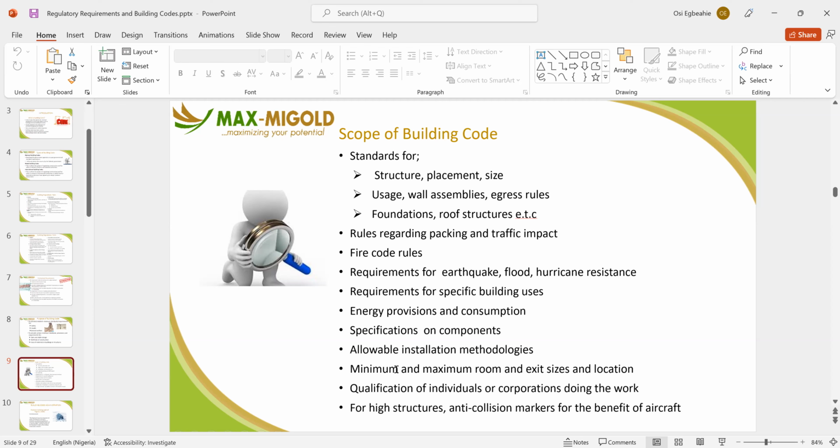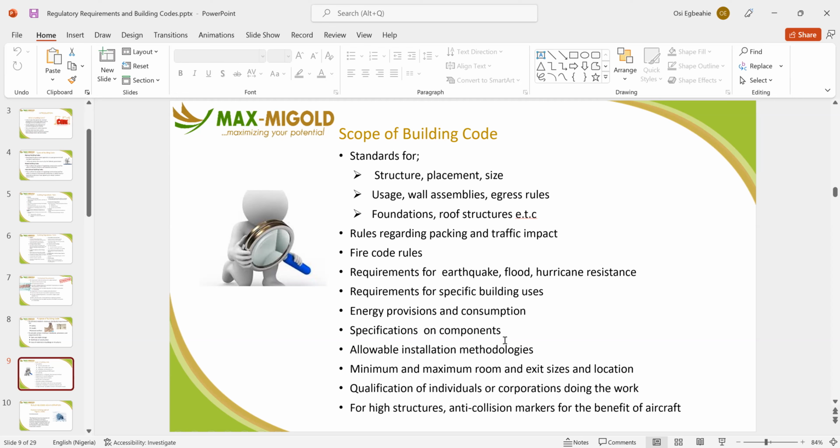specifications on components, the different components that you are using on the building. How do you manage the specification? Allowable installation methodology. There are standards and ways of installing things. So normally you will manage that and ensure that the minimum standard is maintained for that.